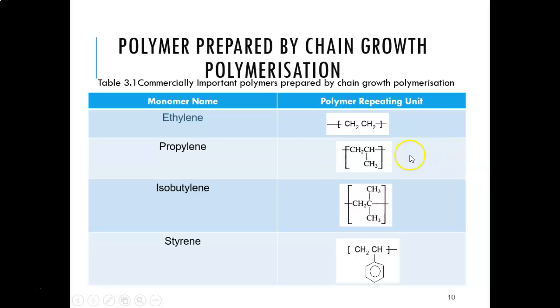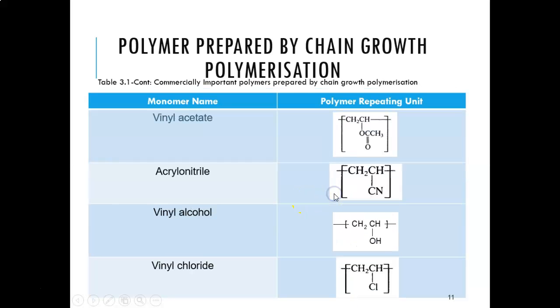These are the commercially important polymers prepared by chain growth polymerization. We have ethylene, propylene, isobutylene, styrene, vinyl acetate, acrylonitrile, vinyl alcohol, and vinyl chloride. So you need to familiarize yourself with the structure of the monomer to become this polymer. You need to familiarize yourself with the monomer structure.